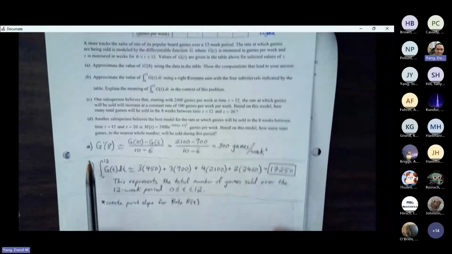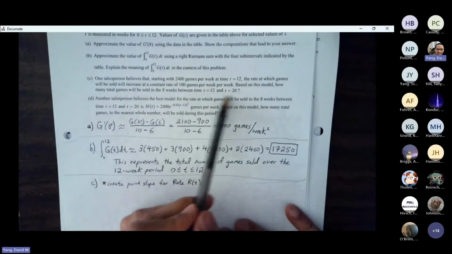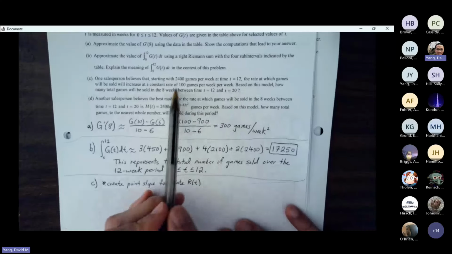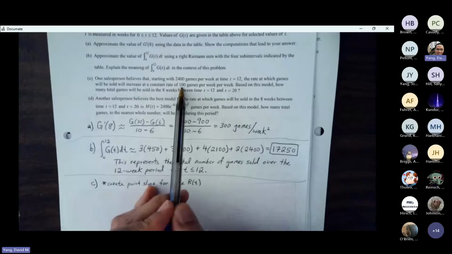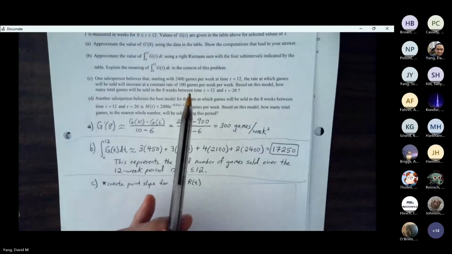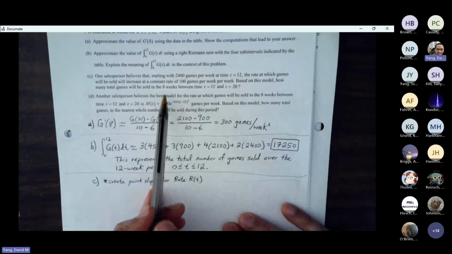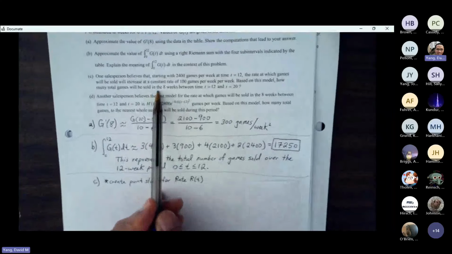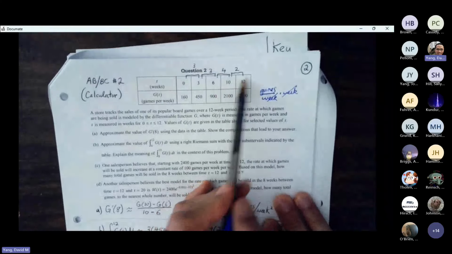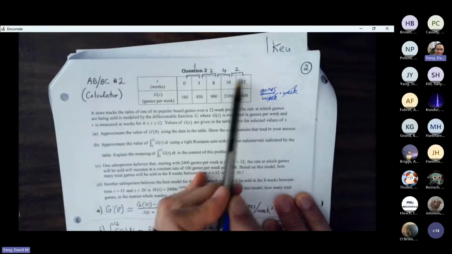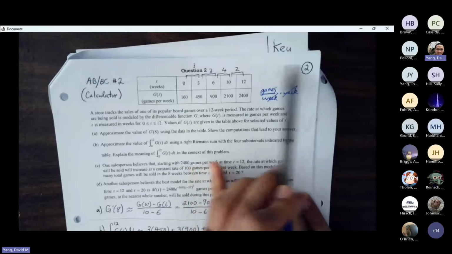Okay, so what we can do is create a model that will represent the rate that the games will increase by. So we're going to create a point slope form for our rate R of t. We're going to build that R of t, and then accumulate that over the 8-week period between 12 and 20, because we don't have the data from 12 to 20, so we're going to create a model for our prediction of what could happen in the next 8 weeks.